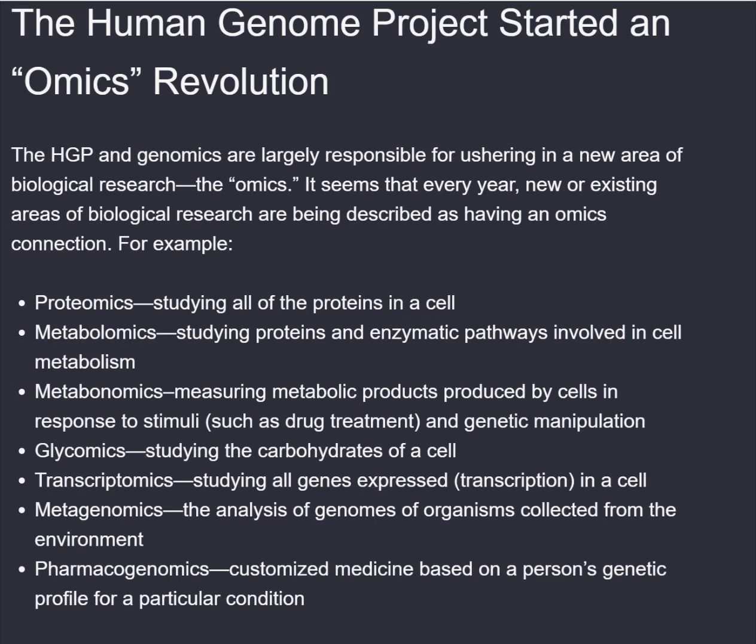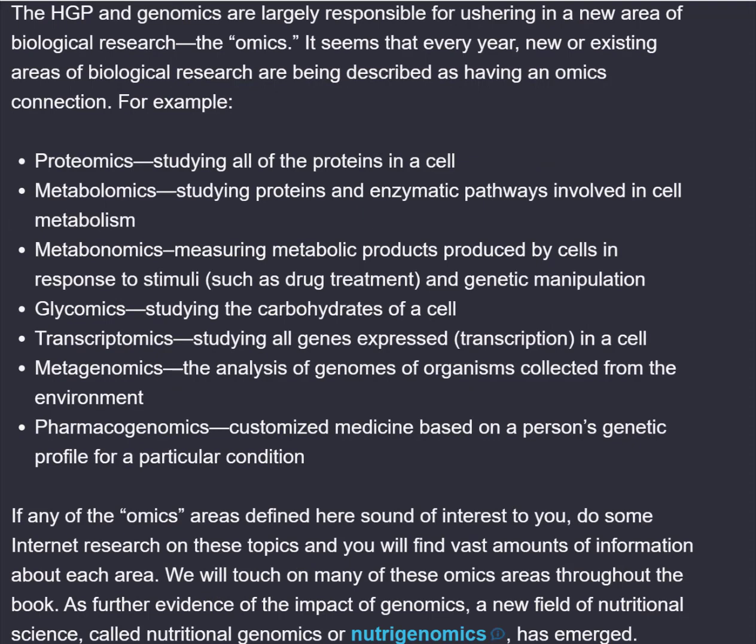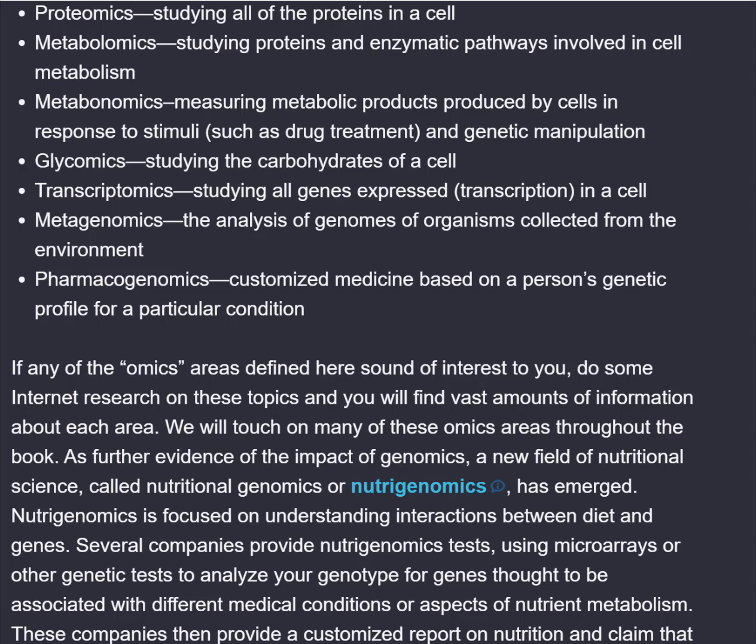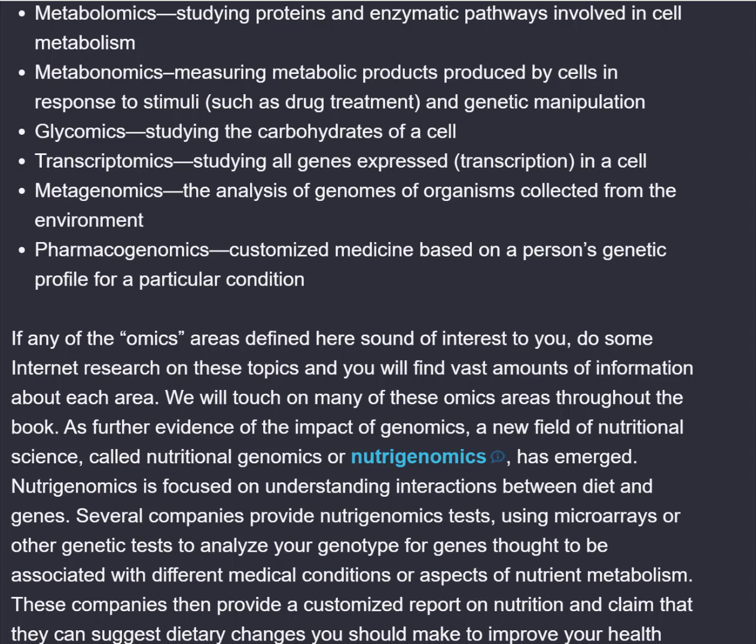The Human Genome Project started an omics revolution. The HGP and genomics are largely responsible for ushering in a new area of biological research, the omics. It seems that every year, new or existing areas of biological research are being described as having an omics connection. For example, proteomics: studying all of the proteins in a cell. Metabolomics: studying proteins and enzymatic pathways involved in cell metabolism.